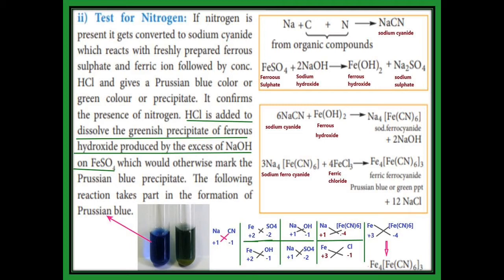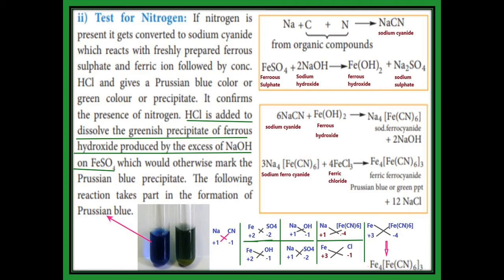Now see the reaction. First reaction, sodium along with the carbon. How do we get sodium? In the Lassaigne's filtrate, first of all, what metal did we add? The sodium metal only we added. So the Lassaigne's filtrate surely contains sodium metal. Then it is an organic compound, so it has carbon. If that organic compound contains nitrogen, then that nitrogen also reacts with the sodium plus carbon. It gives NaCN. The compound name is sodium cyanide.